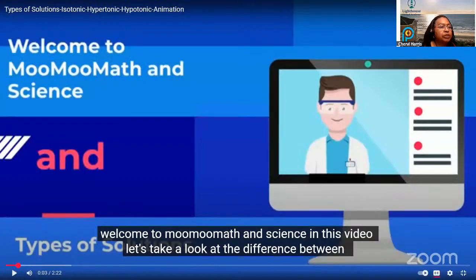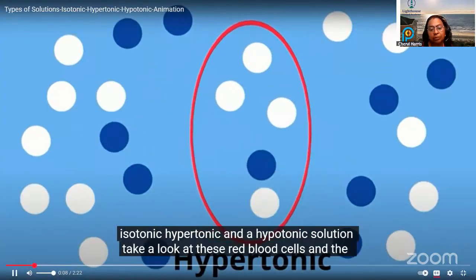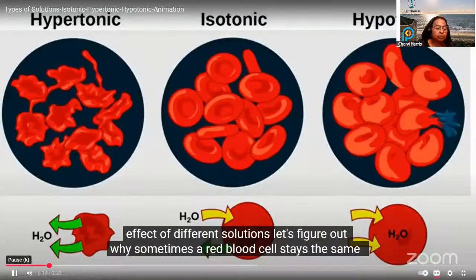All right, because you definitely need a visual for this. Hopefully everybody's already written those vocabulary words down, so you'll be able to follow him as he goes through the difference between hypertonic, isotonic, and a hypotonic solution. Take a look at these red blood cells and the effect of different solutions. All right, I'm pausing this.